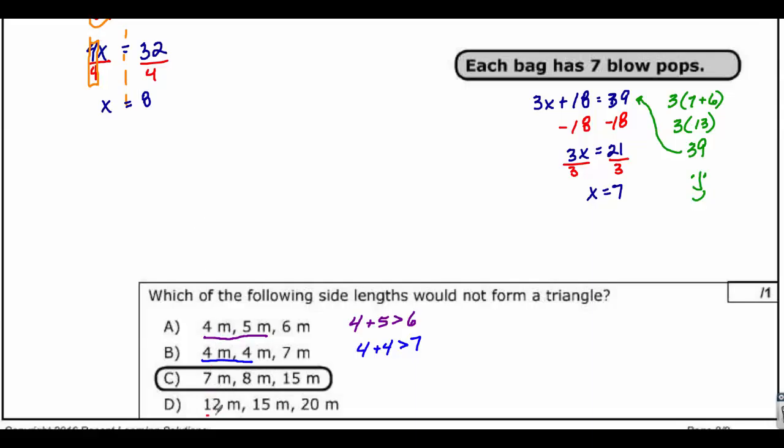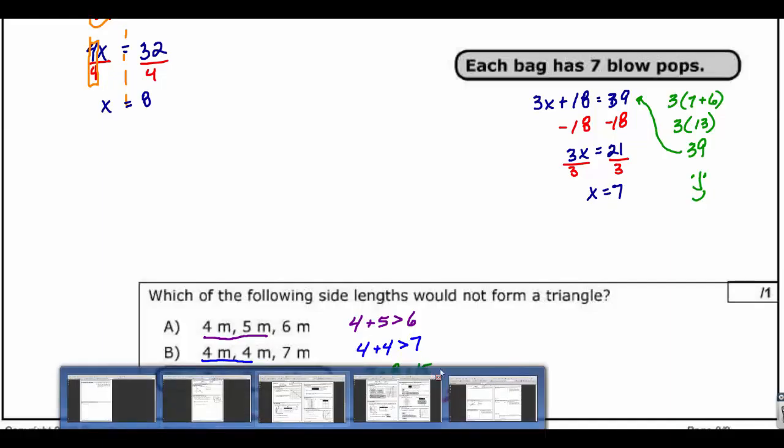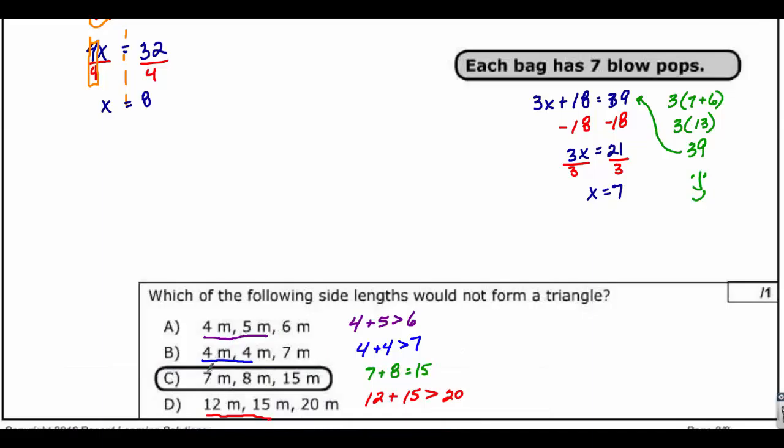Same thing down here. 12 plus 15 greater than 20. That fails right here. 7 plus 8 equal to 15. Has to be greater than. The 2 smaller sides added together have to be greater than the remaining side.